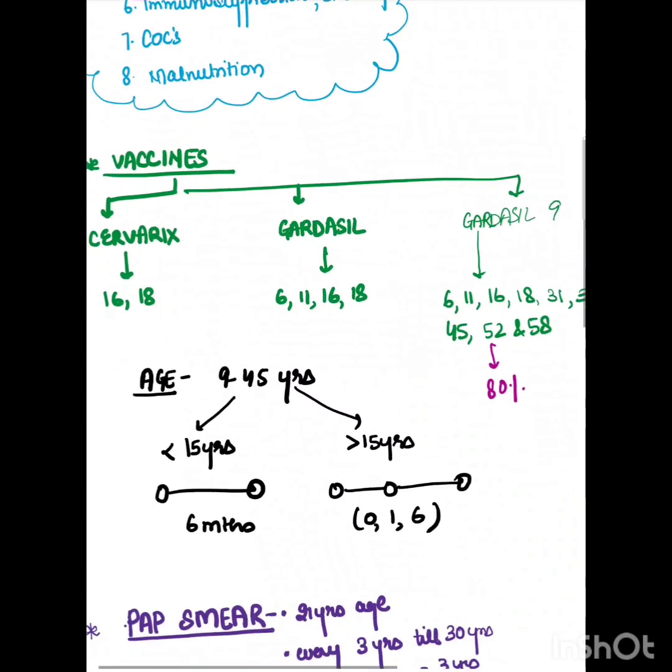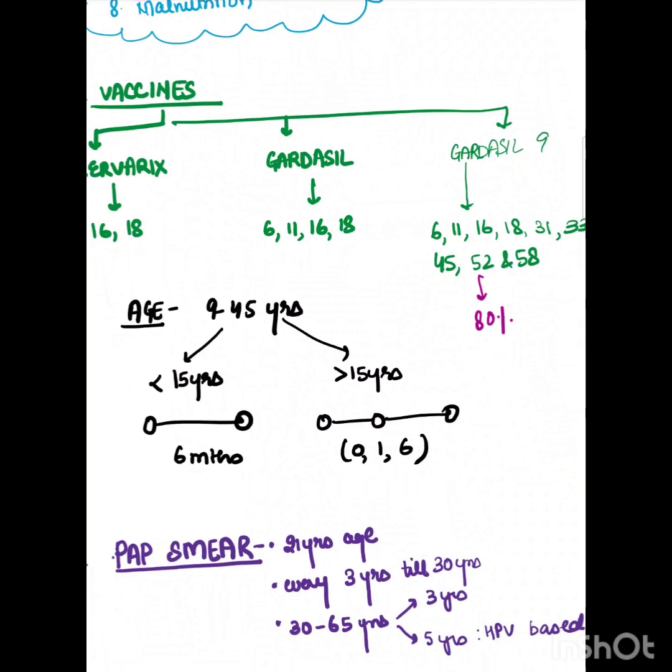Now, what is the dosing schedule? It is basically for age groups of 9 to 45 years. For those less than 15 years, you give 2 doses that are 6 months apart, and for more than 15 years, you have to give 3 doses at 0, 1 month and 6 months.